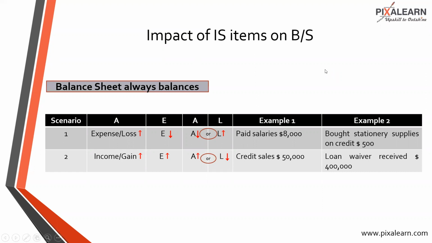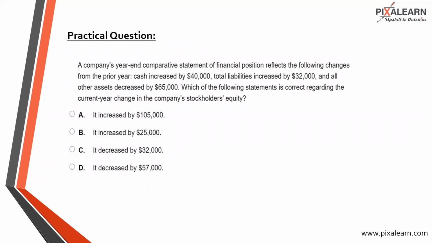Now let's just end this with a very small practical question that we can solve with the help of this basic accounting equation. The basic accounting equation, somebody asks you, is very simple. It is your equity is the difference between your assets and your liability. We know that, right? So let's look at this MCQ. Which of the following statements is correct regarding the current year change in the company's equity? Okay. A company's year-end comparative statement of financial position, now I know we're talking about the balance sheet, reflects the following changes from the prior year.